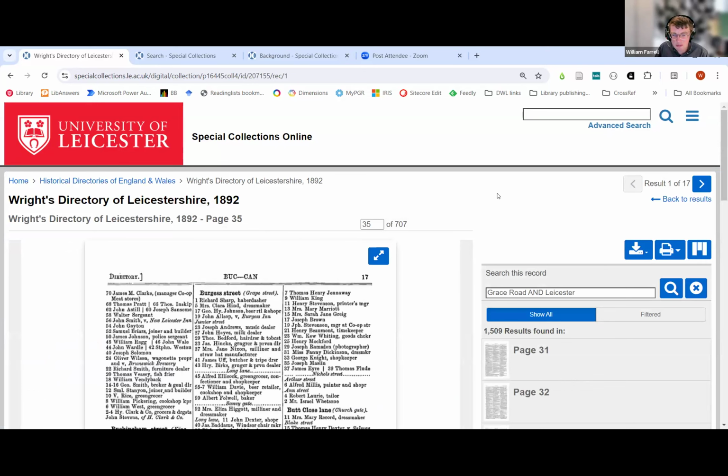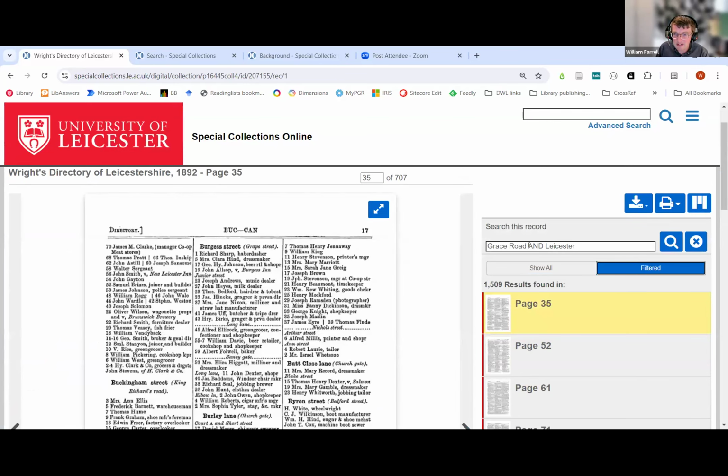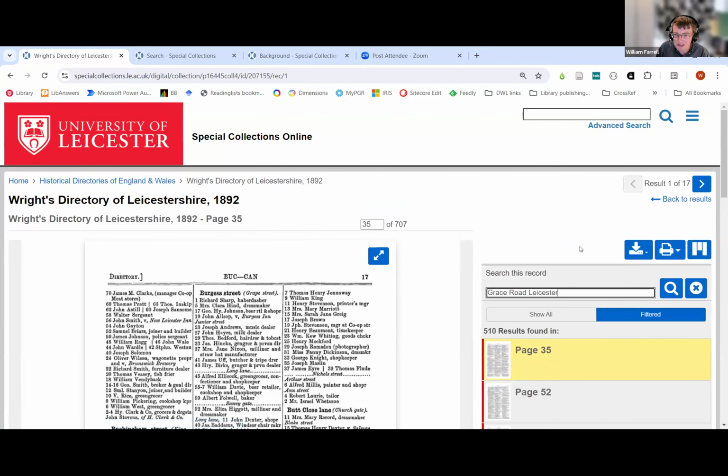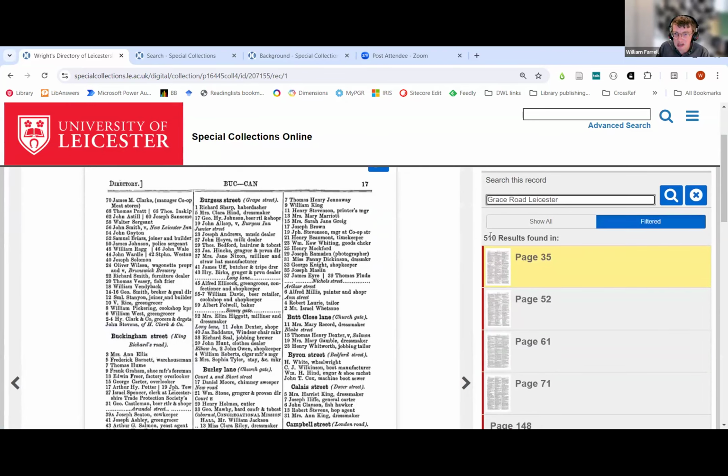One quirk which does annoy people in our collection is if you do multiple keywords, so you do that Grace Road and Leicester search that I did, when you get to the results, you'll see that we're searching Grace Road and Leicester, and it will be highlighting the word "and" as well, which is annoying because you don't really want that. So I recommend, if it does that, so it displays "and" or "or" in capital letters, remove them and then research on this sidebar, and you'll see you get a lot fewer results, and it's probably what you want.